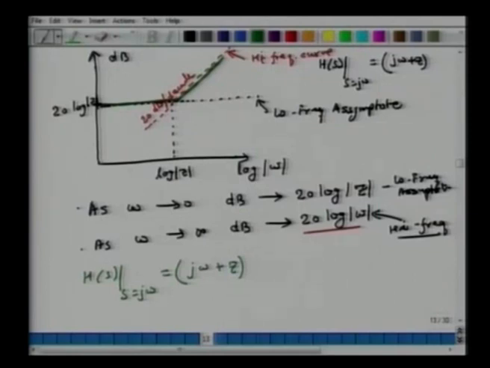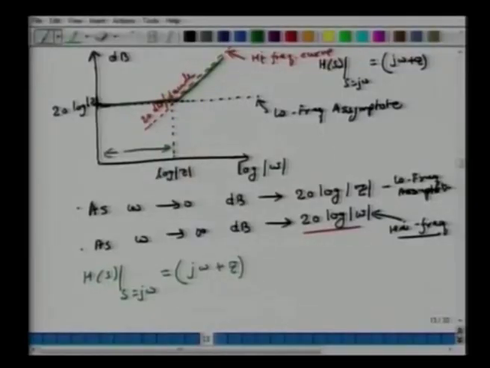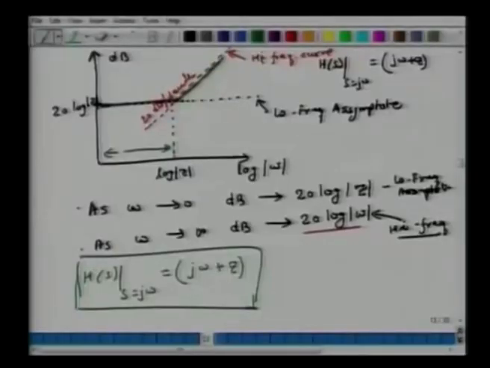What this line tells me is that as long as my omega is less than z, so in this region, the low frequency asymptote is going to dominate. And when my omega exceeds z, then the high frequency asymptote is going to dominate. So my total response curve is this green line, which is a combination of low and high frequency asymptotes. So what I have drawn here is a response curve, a Bode plot for magnitude of a very simple transfer function, where transfer function is essentially z plus j omega.